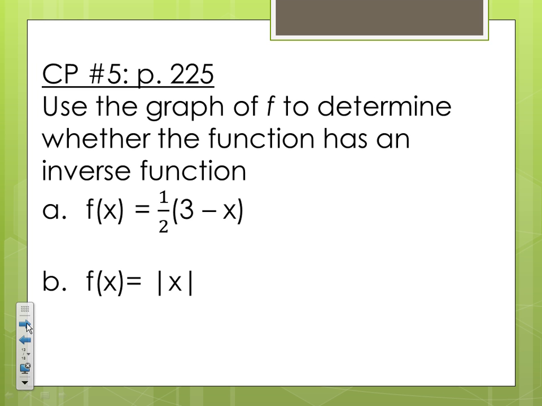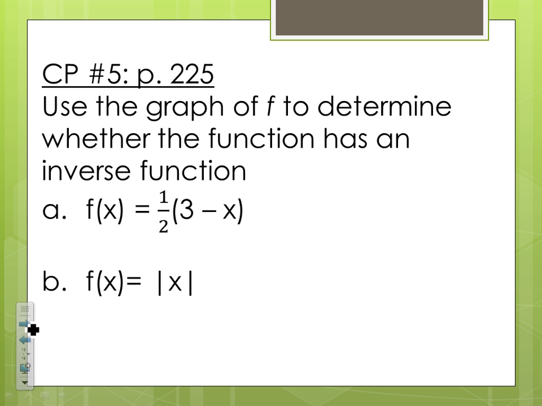So let's take a look at this. Checkpoint problem number 5 on page 225. Just use the graph of f to determine whether the function has an inverse function or not. Now, if you're looking at f of x equals 1/2 times 3 minus x, that one's going to end up being a linear equation, correct? You're going to have a slope, you're going to have an intercept, and it's going to be a straight line.